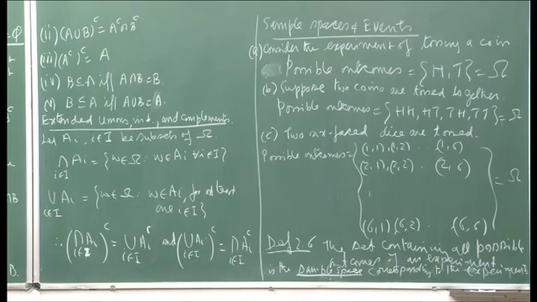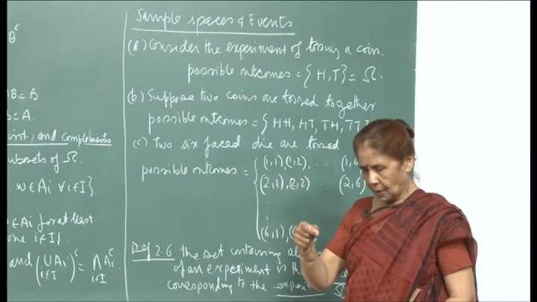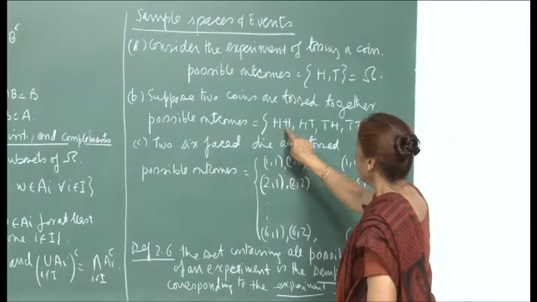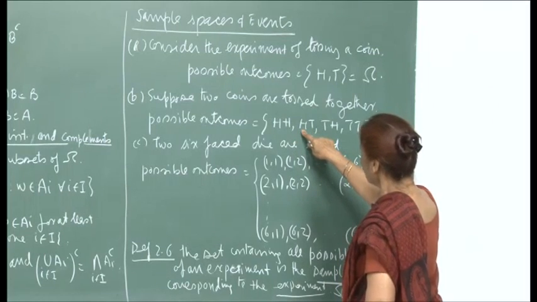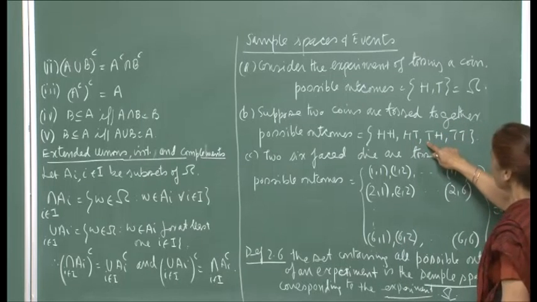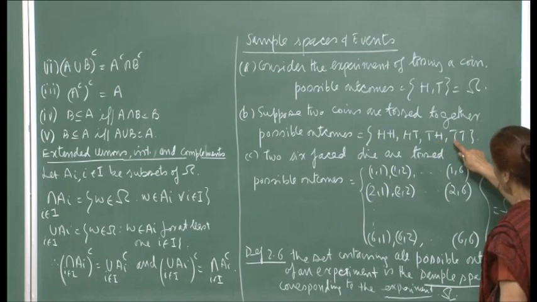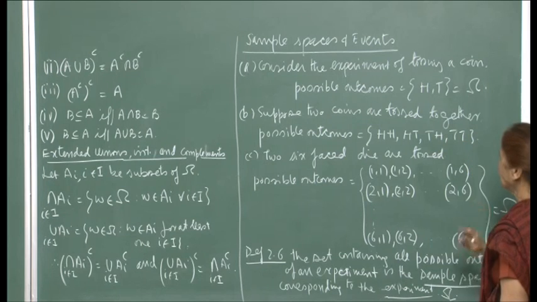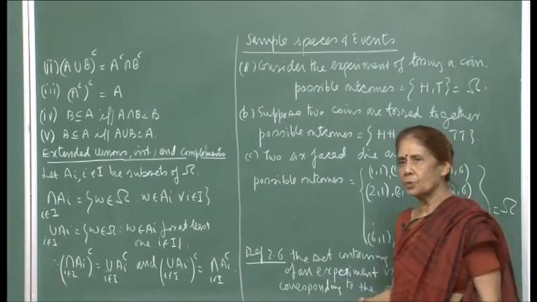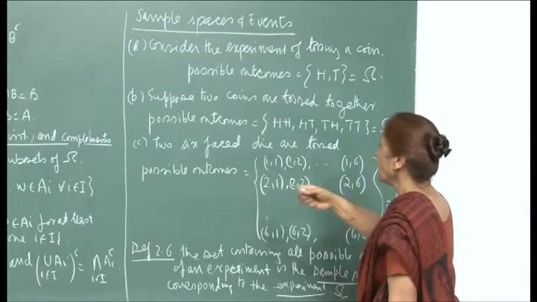Similarly, if I toss two coins together, let us name one coin as number 1 and the other as number 2. When both of them show head, this will be HH. If the first coin shows the head and the second coin shows the tail, it will be HT, and if the first coin shows a tail and the second coin shows a head, the outcome would be TH. And in case both of them show tails, this will be TT. So, this will be the set of all possible outcomes when you are tossing two coins together, and this will be your sample space.